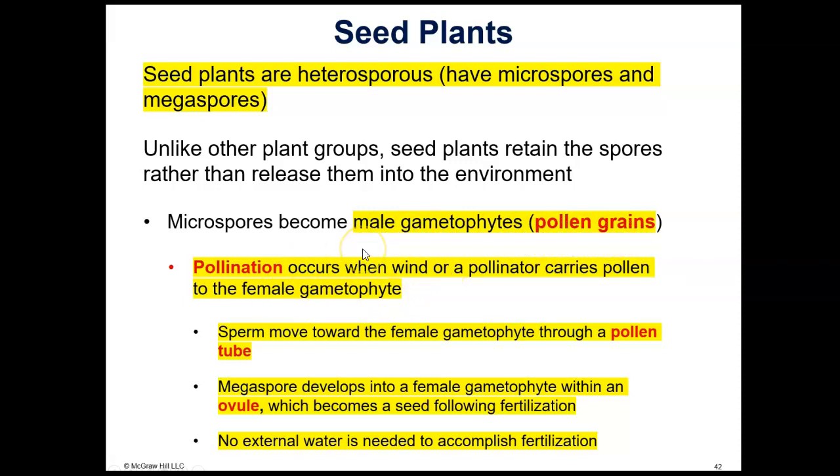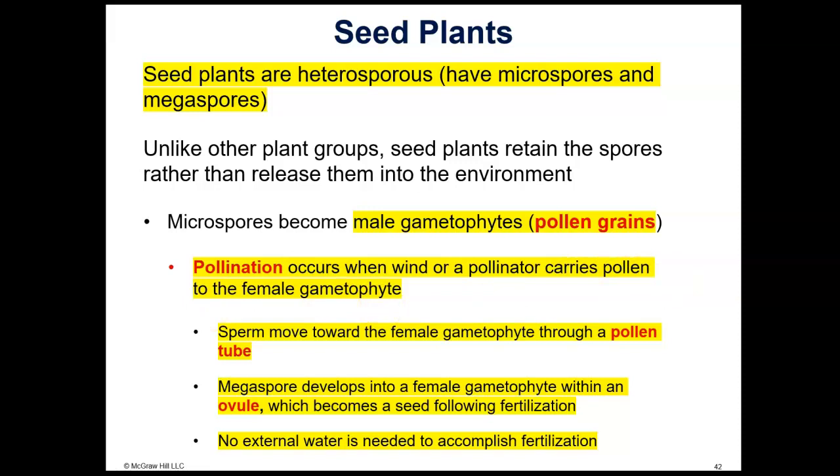Now, we know fertilization is when the sperm reaches the egg and unites with the egg, but pollination occurs when the pollen grain attaches to the female gametophyte and unites with it. So pollination occurs when either wind or a pollinator, such as a bee or a bird or an animal, carries the pollen to the female gametophyte.